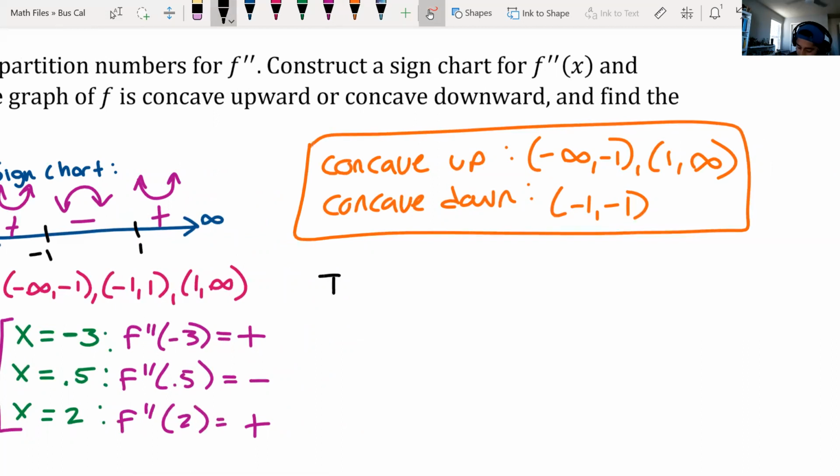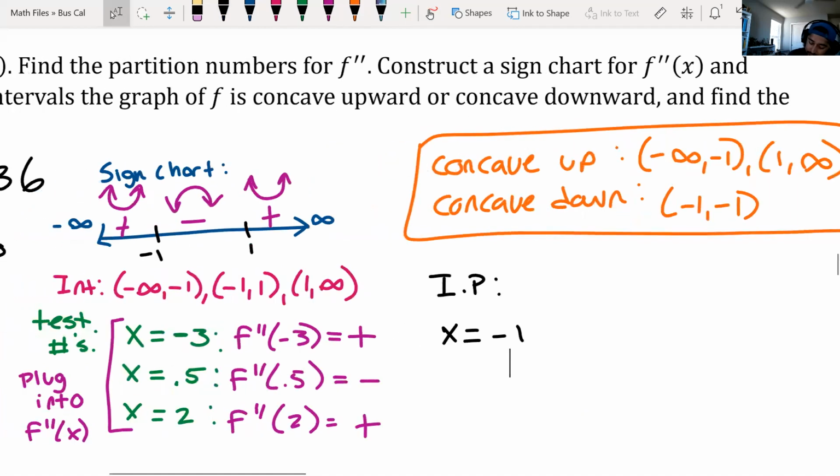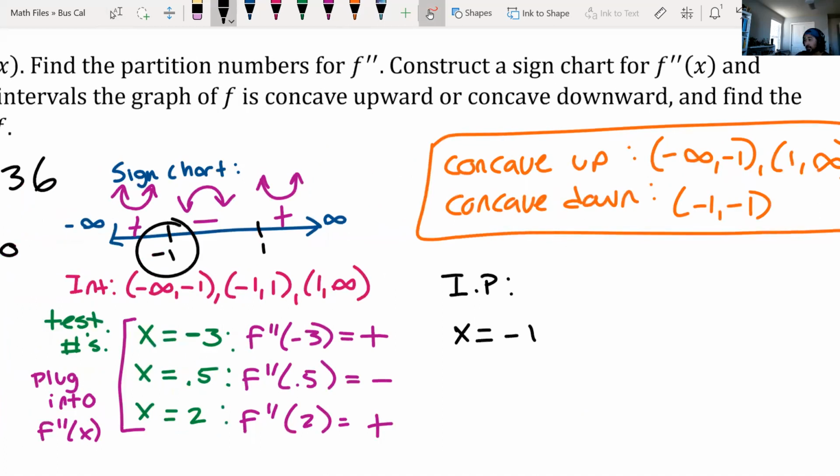Now we have to look at inflection points. Let's look at the first one at -1. Does the sign change? Yes. It goes positive to negative, which means -1 is an inflection point. Let's look at the next possible inflection point, 1. Does the sign change? Yes, negative to positive. So 1 is an inflection point.